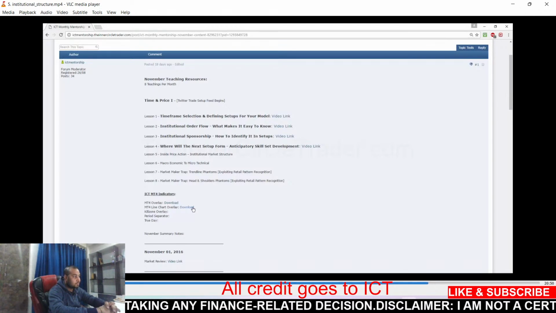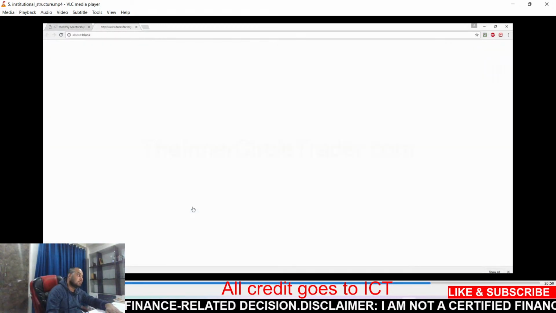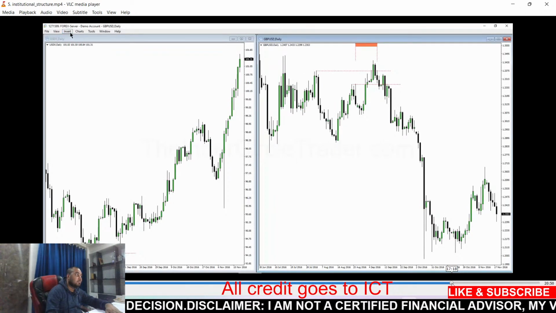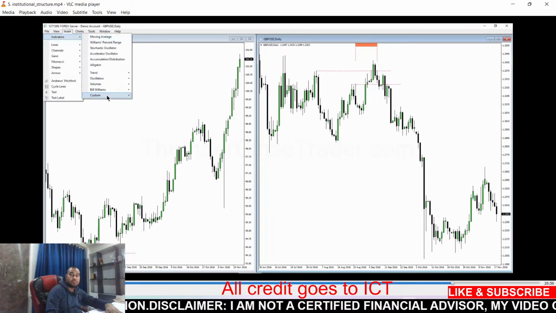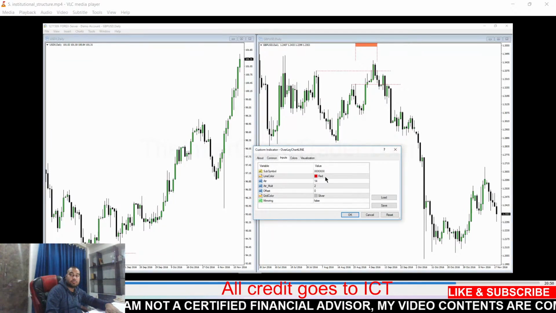So what we're going to do is click on the link, the MT4 line chart overlay. By clicking on that, it's giving you a download. I go down here, I save it as Unicode, and you would just go up into Insert, go down to Indicators, and go to Custom, and scroll down to Overlay Chart Line. Click on that. Where it says all these double X's, double click on that, and what you're going to be doing is changing that to whatever pair or the dollar index you want to use. And I'll show you what I mean by that.